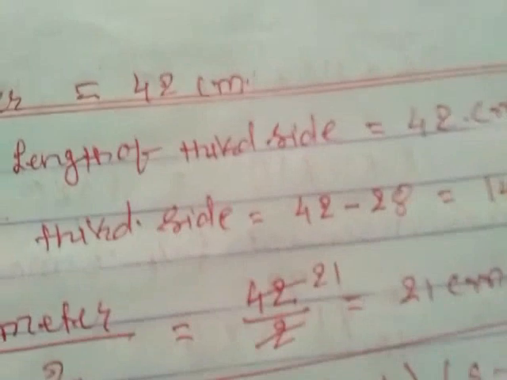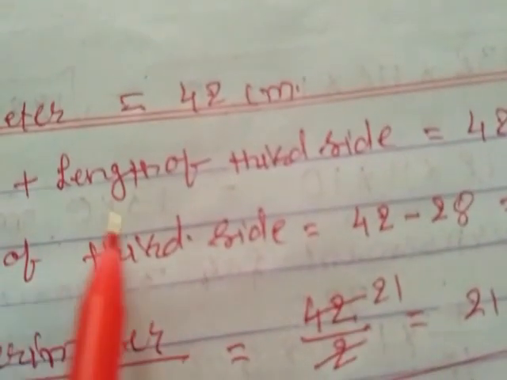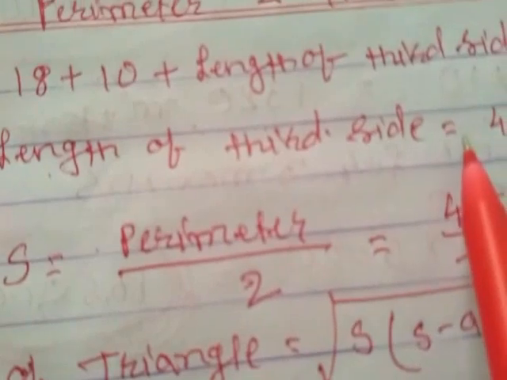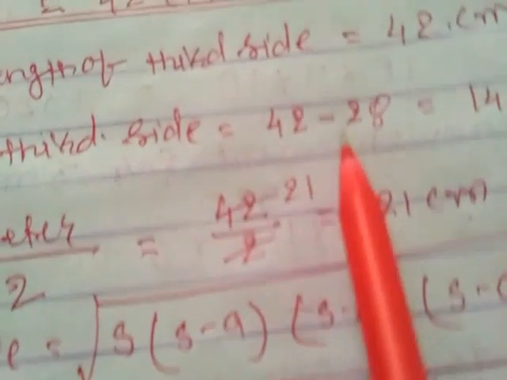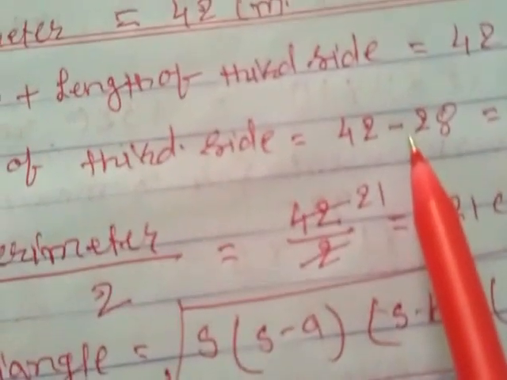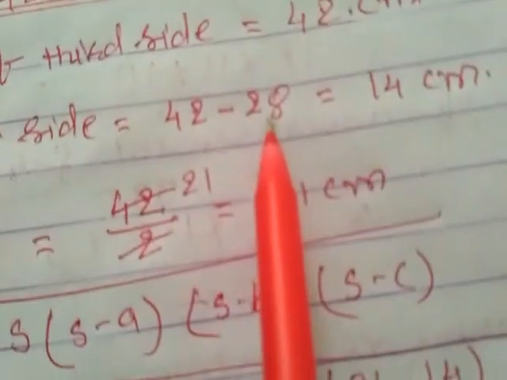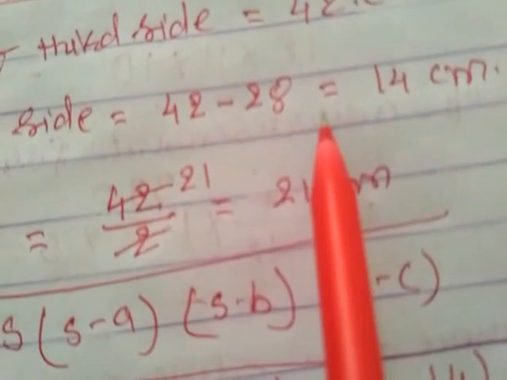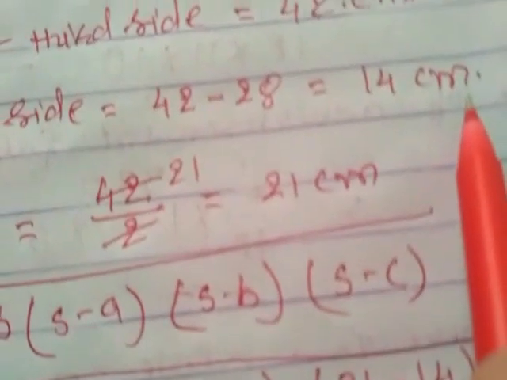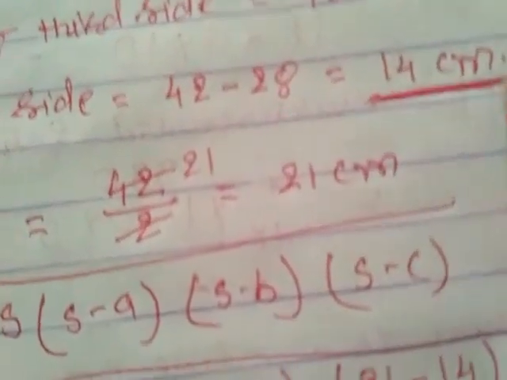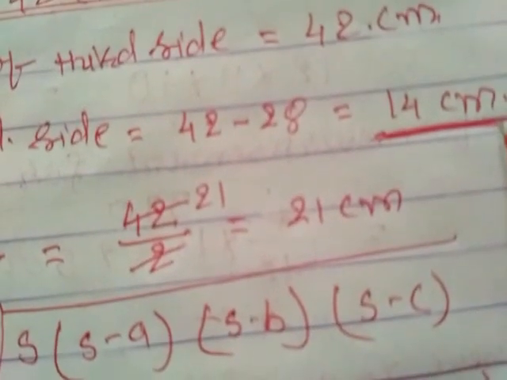Now simplifying this, the length of the third side will be equal to 42 minus 10 plus 18, which becomes 28, and after subtracting 28 from 42 we have 14 centimeter. Hence 14 centimeter is the length of the third side. In this way we obtained all three sides of the triangle.